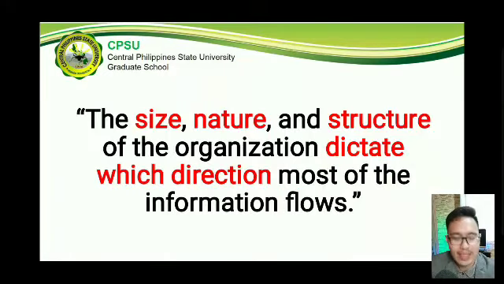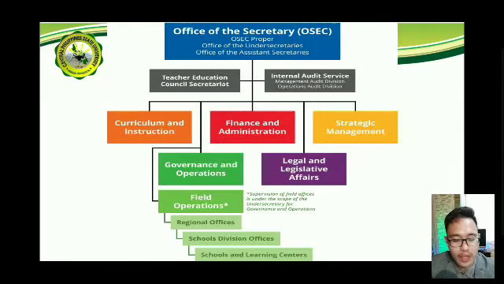Always remember that the size, the nature, and the structure of the organization dictate which direction most of the information flows. I'm going to show you an organizational chart of the Department of Education, wherein the OSEC, or the Office of the Secretary, is the highest office of the department. It goes down to the Teacher Education Council Secretariat and the internal audit, and so on, until it reaches the schools and learning centers, as you can see in the diagram. This organization flow is formal since it has a fixed set of rules, procedures, and structures. The size, the nature, and its structure affect the way employees in offices under the department communicate.